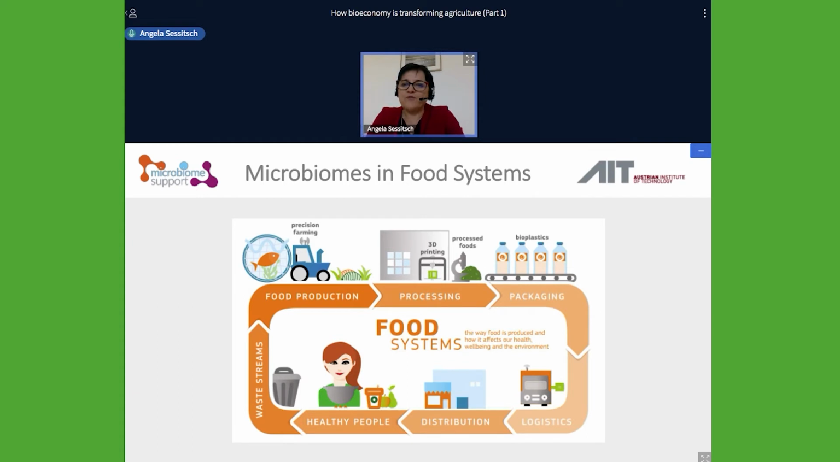So the food system. So it's not only about food production, it's about the whole system, the way food is produced and how it affects our health, well-being and the environment. So it ranges from primary production to food production to circular economy, waste recycling, and finally also to human health, for instance, human health in the gut. And microbiomes, as you will later see, play an important role in all these aspects.